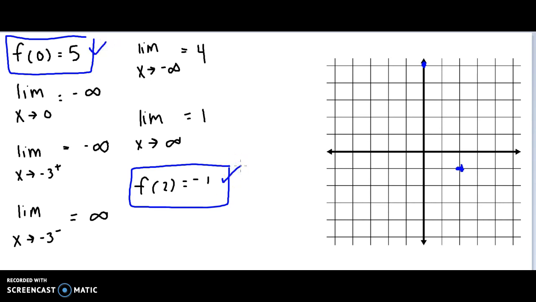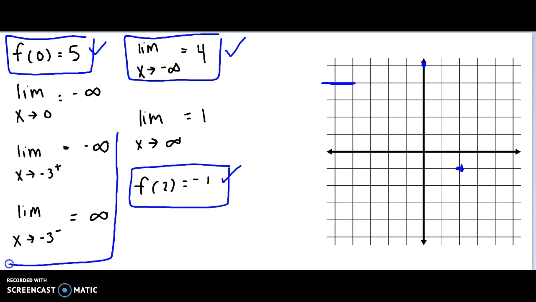Next, I start with my leftmost value on the x-axis. And here that is as x goes to negative infinity. I see I'll have a horizontal asymptote, or I'll flatten out at y equals 4. So let's go up to 4. And as I go to negative infinity, I'm going to flatten out here. So that's all set.